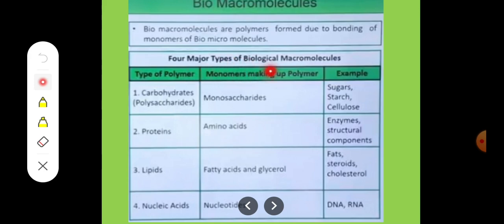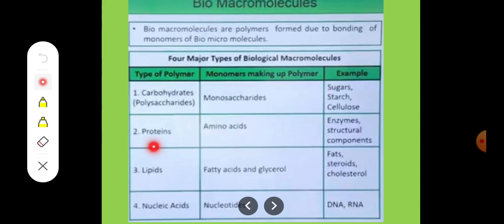The four major types of biological macromolecules are shown here in columns. First, type of polymer. Second, the monomer making the polymer, and the last column has examples. Carbohydrates are polysaccharide polymers made up of monosaccharide as a monomer unit. For example, sugar, starch, cellulose.